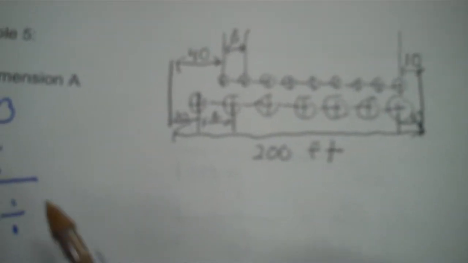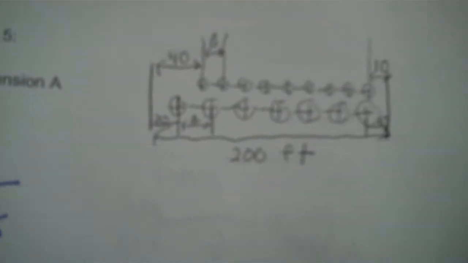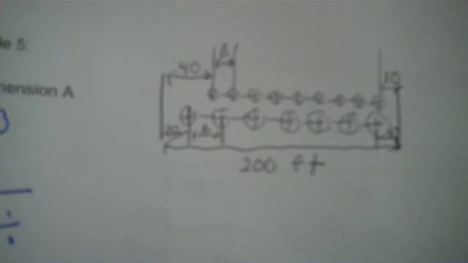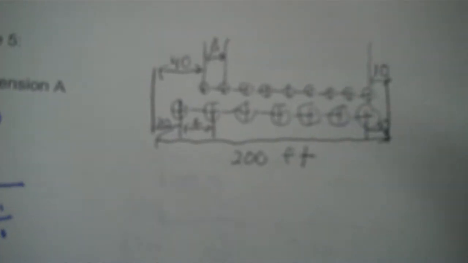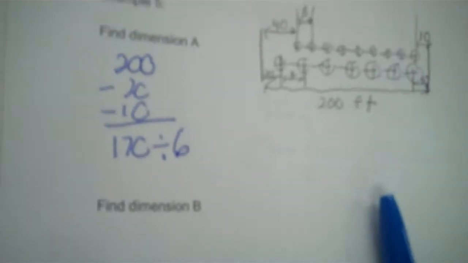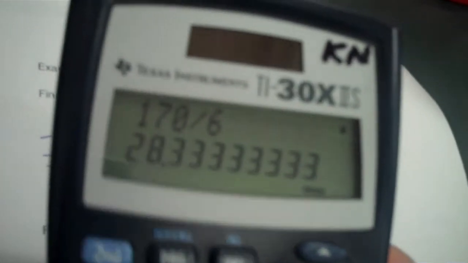So 170. Now you're obviously going to have to divide that space because all of these spaces are equal. Now here's my advice to you. Count the bolts. 1, 2, 3, 4, 5, 6, 7. Don't divide by 7 though, because there's not 7 spaces between the bolts. There's 1, 2, 3, 4, 5, 6. There is always one less space than bolts. So I take 170 divided by 6.